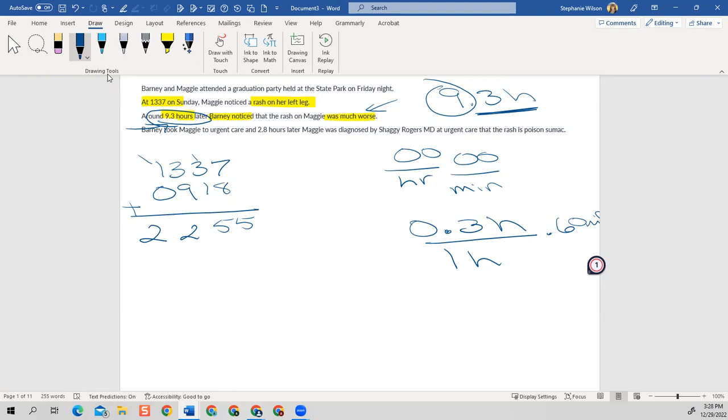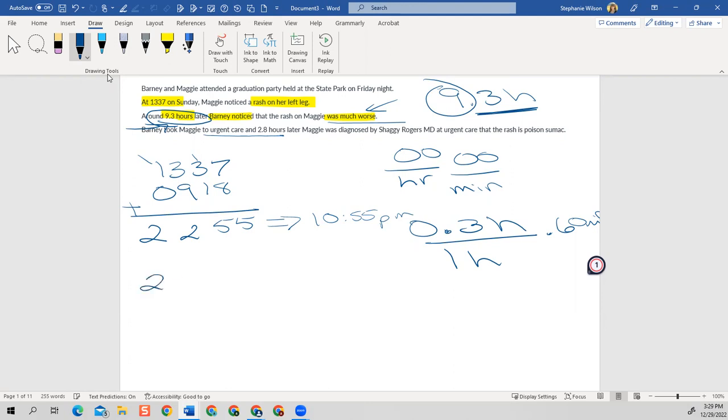So what do we get? We get 15, carry the 1, it's 5, carry the 1 over here. Okay, so we got 2255 is our answer for when Barney noticed the rash was much worse. We can also write it in standard time if you're asked to, so we know that's 10:55 p.m. However, in this case, it didn't ask you to do that. It did ask you, though, on the next step, it says Maggie went to the urgent care 2.8 hours later. So what time was it then?